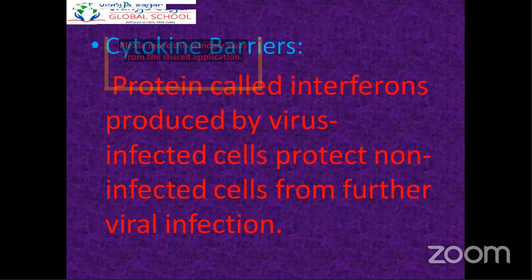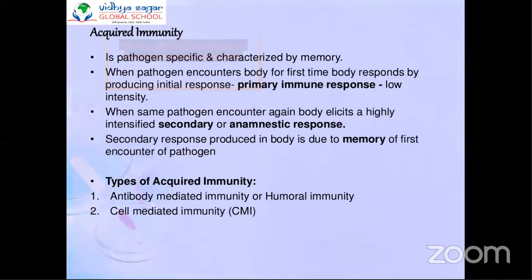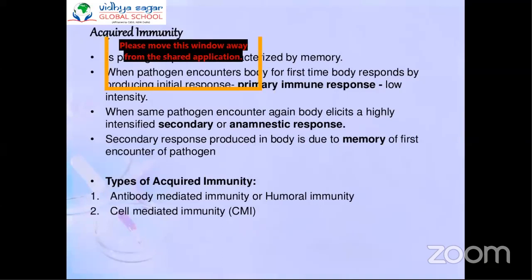The next one is acquired immunity. From the word itself, you can say it is not present from birth, but it develops during an individual's lifetime. During the lifetime we get that immunity, which is called acquired immunity. It is pathogen specific. We can give an example, chicken pox.